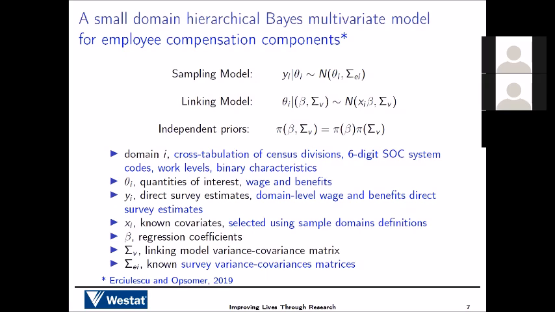And again, the quantity of interest is theta i, so I'm assuming a linking model for theta i given beta and sigma v, a variance-covariance matrix for the linking model. And I'm linking theta i here with some covariates xi. For this particular application, auxiliary data was not available, so I constructed covariates using the survey data as well. I'm not going to go into those details, but this is just to give you an example of how this framework can be used. And finally, for the parameters beta and sigma v, I'm assuming independent priors. And this model was presented at JSM.